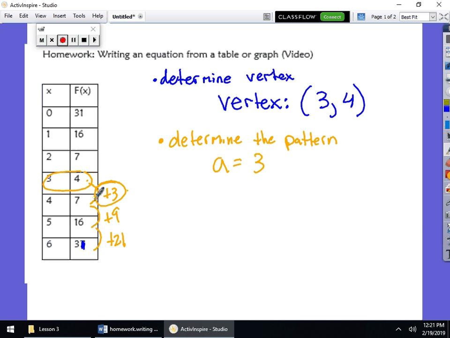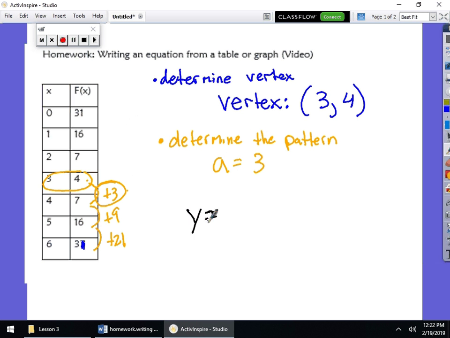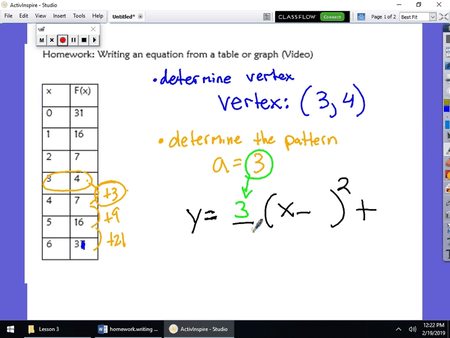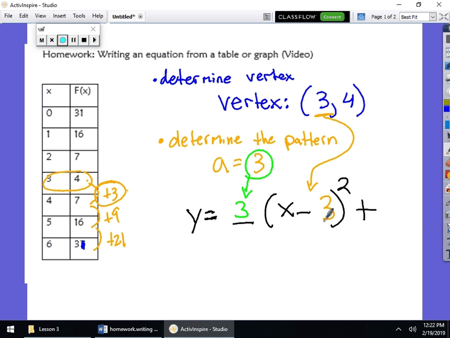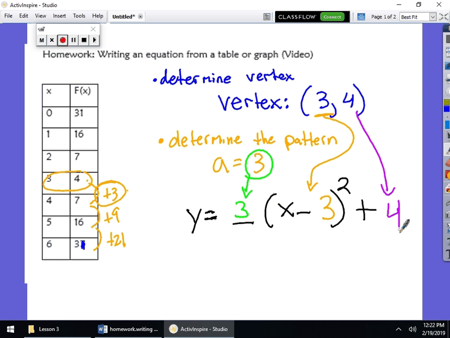So to write the equation, we just have y equals a(x minus h) squared plus k. All we're going to do is plug these values in. The A goes here, so it's going to be 3, parenthesis x minus, and then we have our vertex. The first value goes inside, so it's x minus 3, and the second value goes on the outside, plus 4. So our equation is y equals 3(x minus 3) squared plus 4.